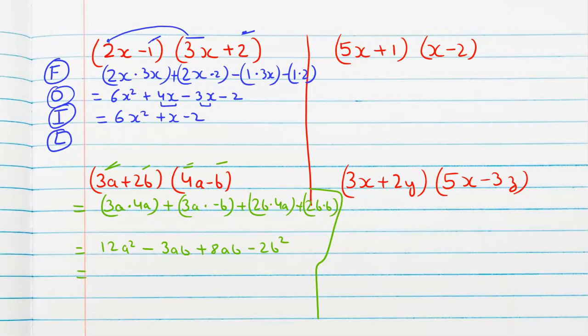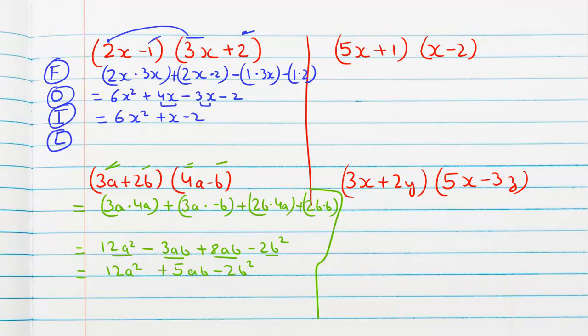And now we will simplify them. We have 12a squared plus 5ab, because 8 minus 3 is 5ab, minus 2b squared. Remember, they're like terms, that's why we can simplify them further, not this one or this one.